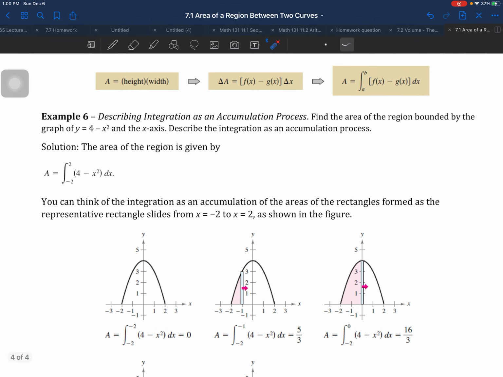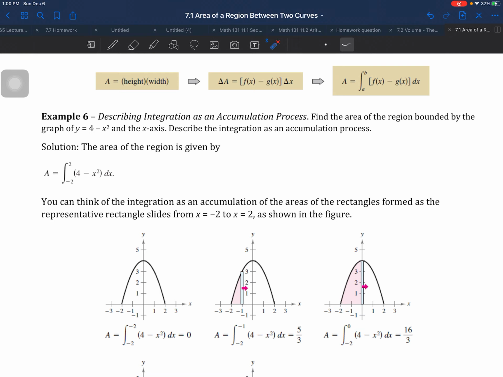So in the next example, we're going to find the area of the region bounded by the graph and the x-axis, right? Describe the integration as an accumulation process. So here they're giving us the problem, and we already have the picture here. They want us to find this area right there between this curve and this curve, right? So here's your f function, and then your g function is 0, right? So therefore you have f of x minus 0, which is just going to be that, right? And we're going from -2 to 2.